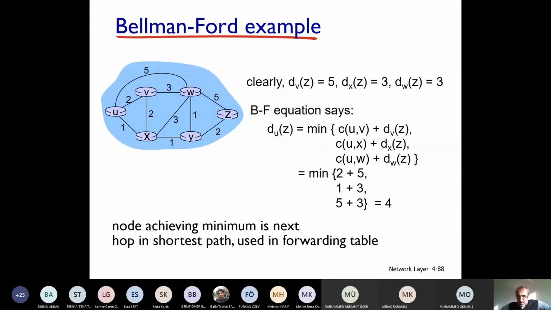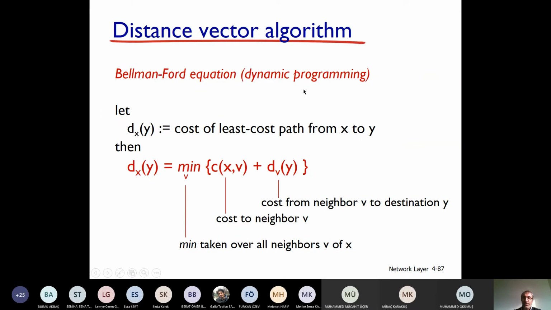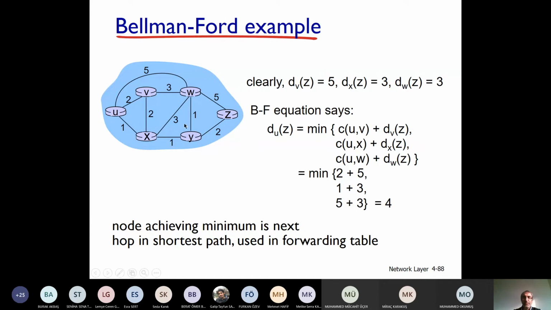Let's explain this with an example. In this case, the previous example, in order to compare, we have this network topology, which consists of 6 routers or nodes, and the link costs are given. You can see clearly the cost from V to Z is 5, right? And from X to Z is 1 plus 2, which is 3, right? From W to Z is equal to 3.